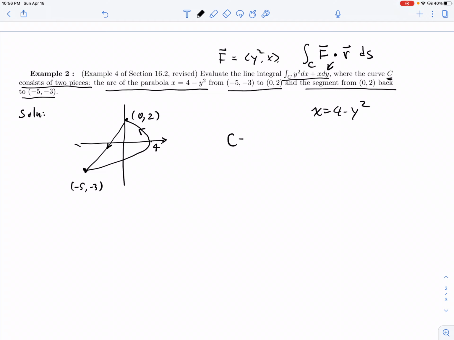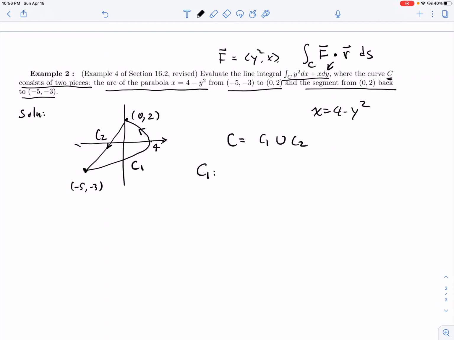So we say C is really C1 union C2. This is C1, and this is going to be C2. So we're going to parameterize C1. And how do we do that? We're not going to use any polar coordinates over here. And remember, to parameterize means find a parameter so that one parameter value corresponds to one point on the parabola.